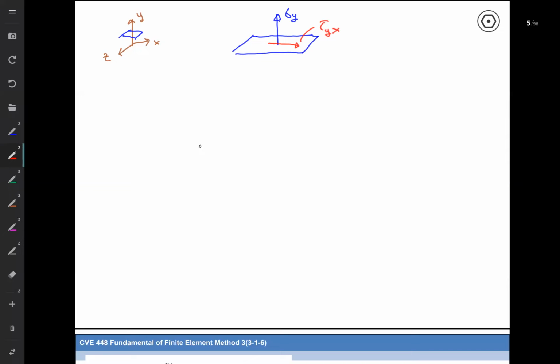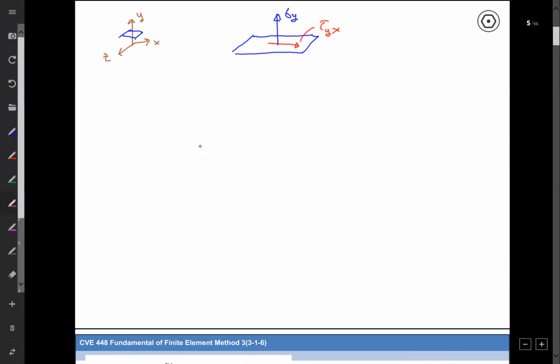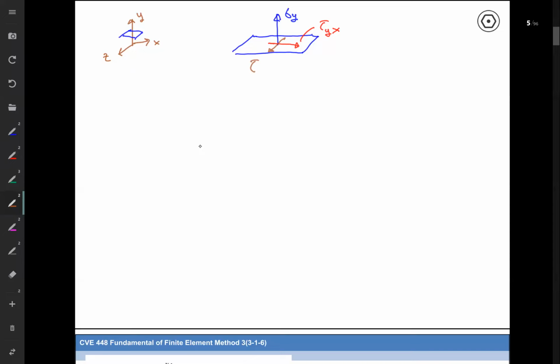Next, we have another component. This is also a shear force, because it is perpendicular to the plane that we consider. We consider plane y, so it becomes tau y, and tau y in the z direction, so it is tau yz.